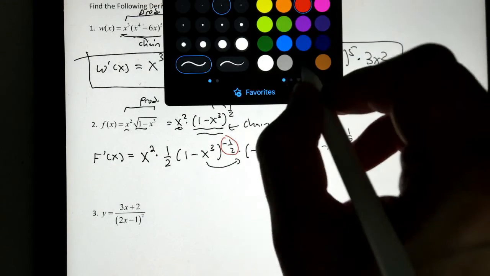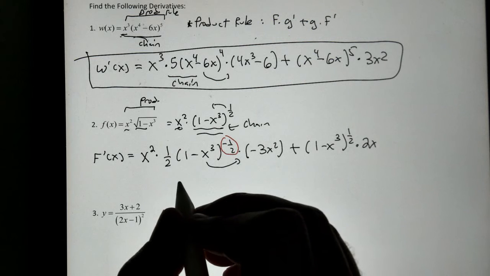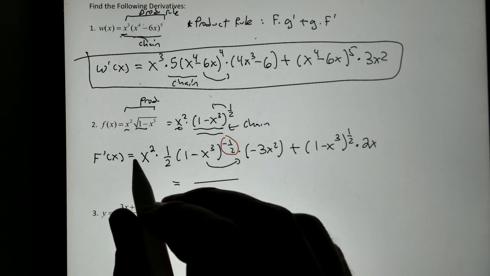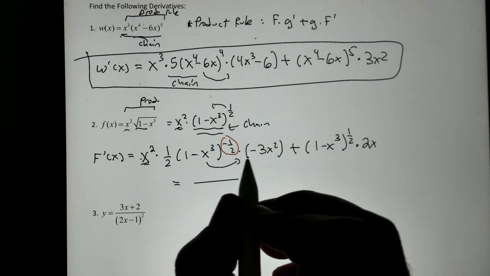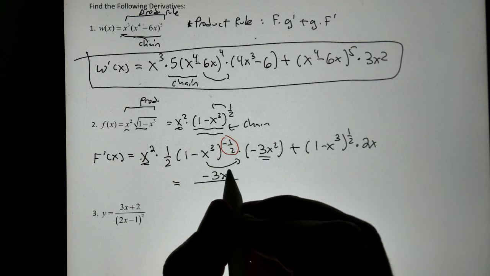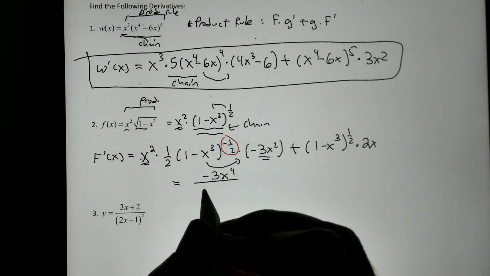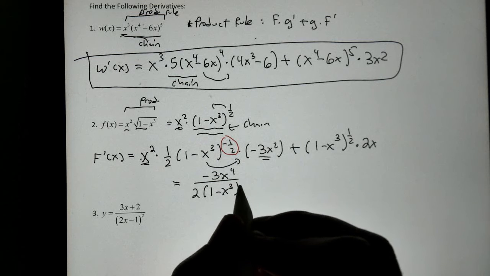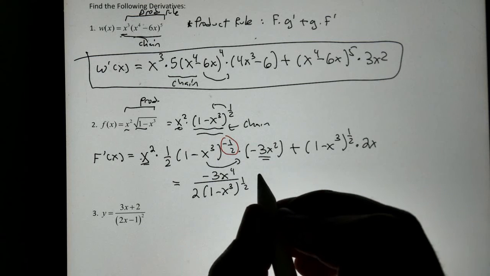So we have to rewrite that. So let's go ahead and do that. What we'll wind up with here is a fraction bar. The x squared here and this negative 3x squared can be multiplied together to give us negative 3x to the 4th. On the bottom, we're going to have the 2 and this 1 minus x cubed to the 1/2.